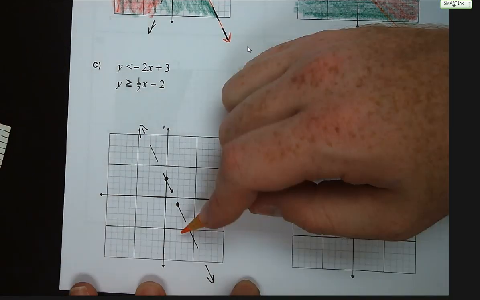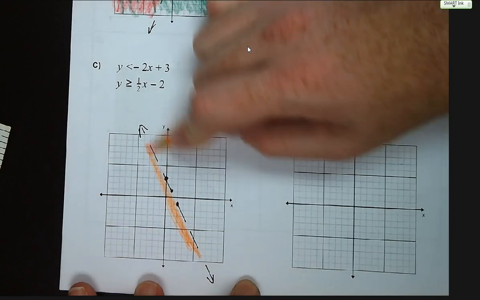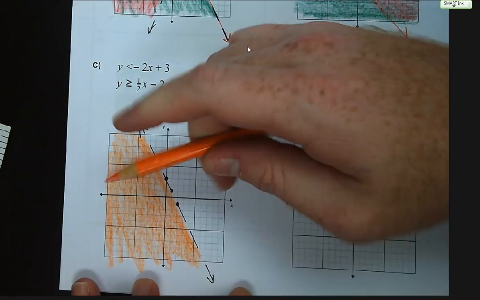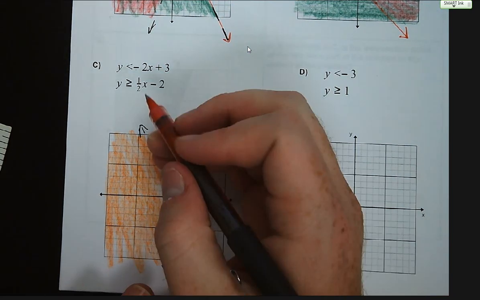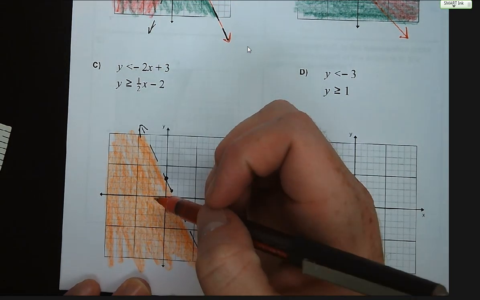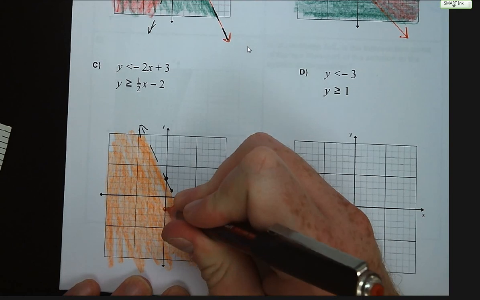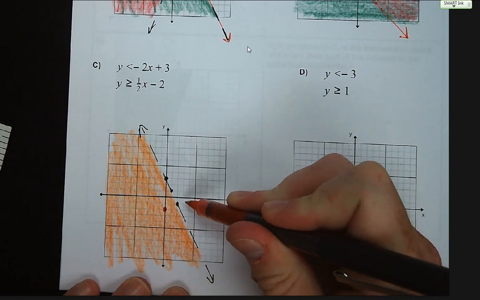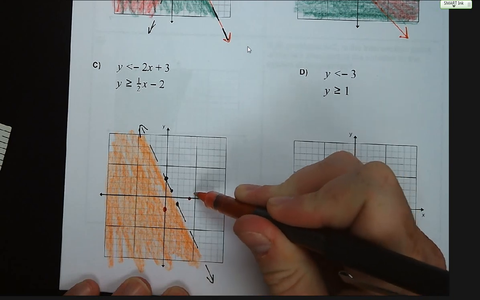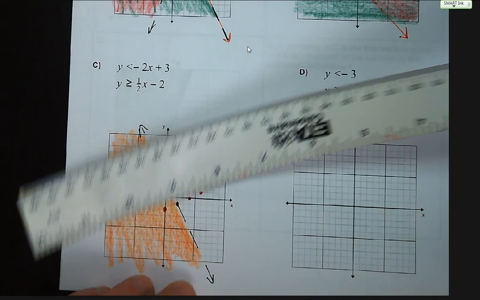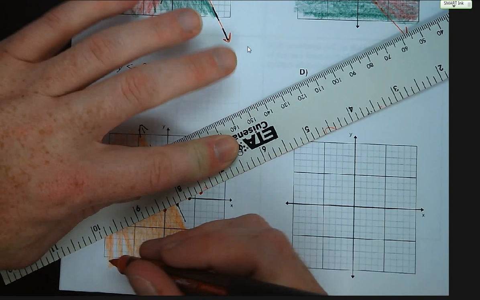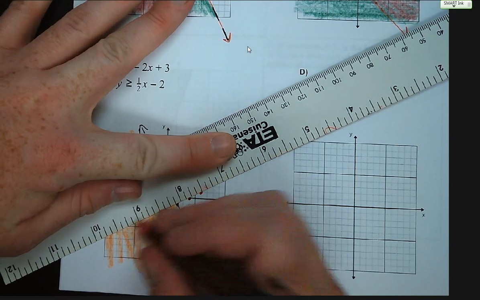So why don't we switch it up and go to a different color. Okay, so that section is shaded below. Our second line, y is greater than or equal to 1/2 x minus 2. So we have a y-intercept at -2. And our slope is a positive 1/2, so we're going up 1 and to the right 2 each time. And we can connect that line. And it was a greater than or equal to, so that's a solid line.